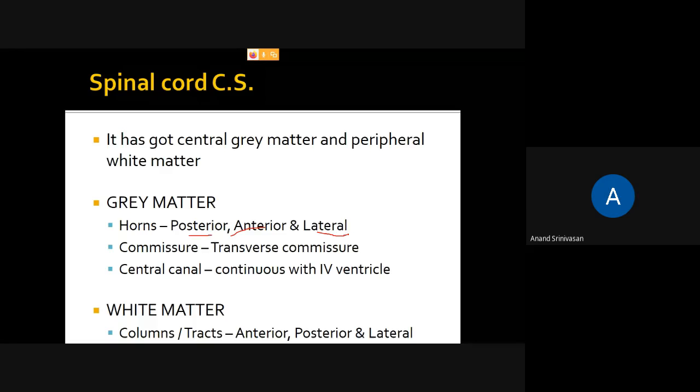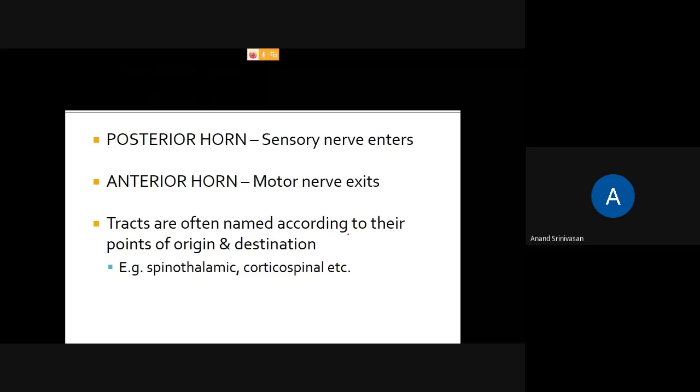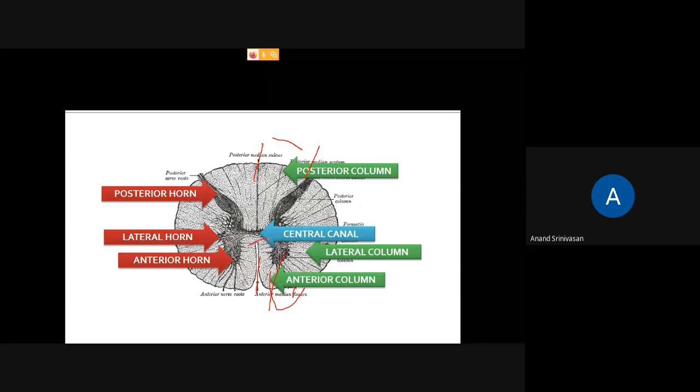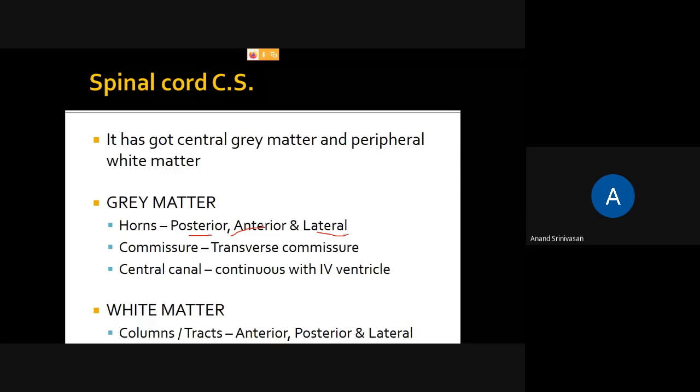Now commissures, what is this commissure? Commissure is the part which connects the right and left parts. This one is called the anterior commissure, and this part which connects both the right and left side is called the posterior commissure. So, anterior commissure and posterior transverse commissure.